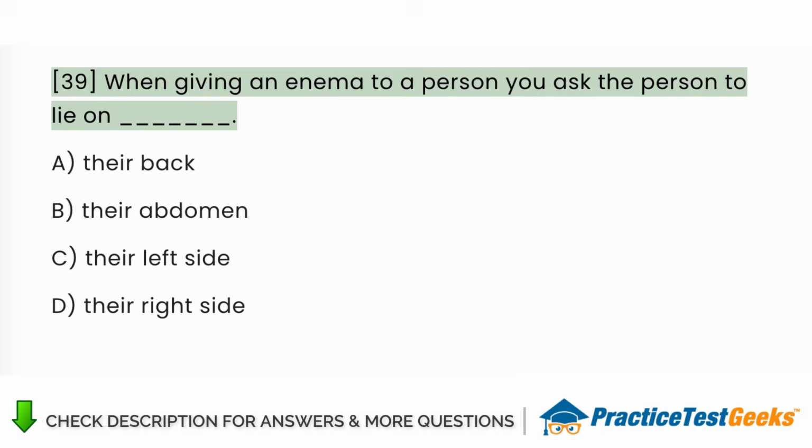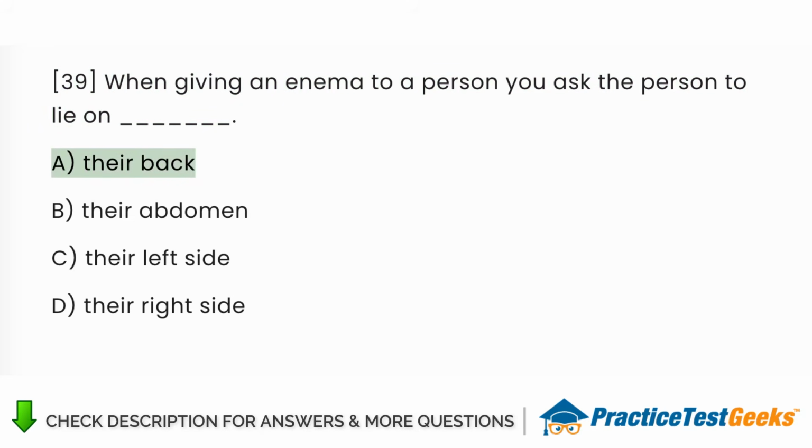When giving an enema to a person, you ask the person to lie on A. Their back. B. Their abdomen. C. Their left side. D. Their right side.